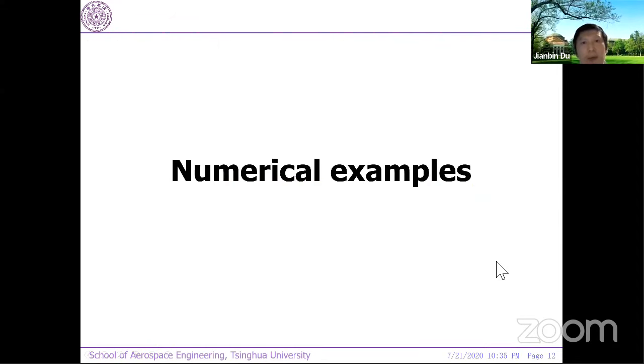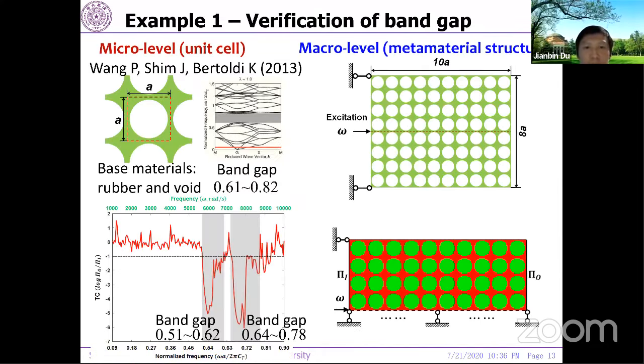Now let's see some numerical examples. The first example is to check the band gap calculated by the two different methods we mentioned just now, where the benchmark example at the upper left-hand side comes from the paper by Wang, 2013, where a dimensionless band gap from 0.61 to 0.82 can be found.